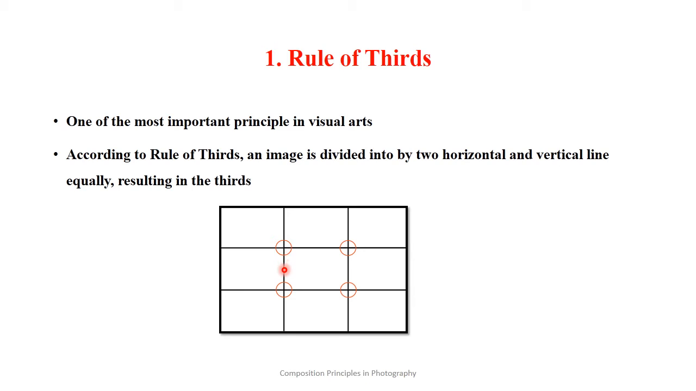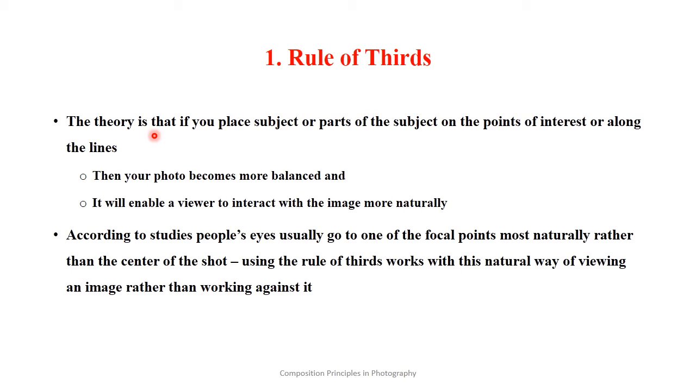So it is important, according to the rule of thirds, that you place your subject on these lines, because there is a certain reason. The theory is that if you place your subject or parts of the subject on the points of interest or along the lines, then your photo becomes more balanced, and it will enable a viewer to interact with the image more naturally. So these are the two reasons: your image will become more balanced, and the viewer will interact with the image naturally.